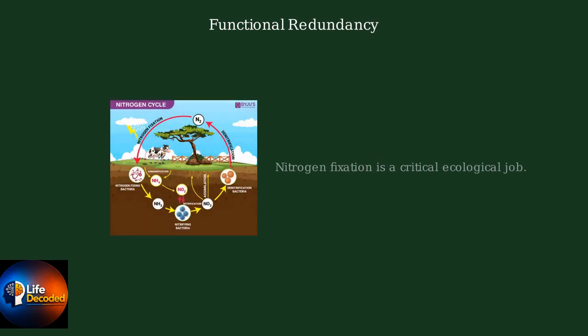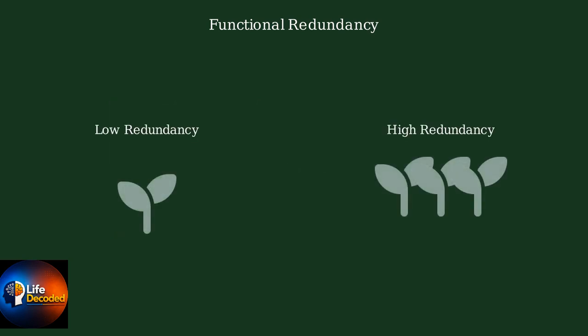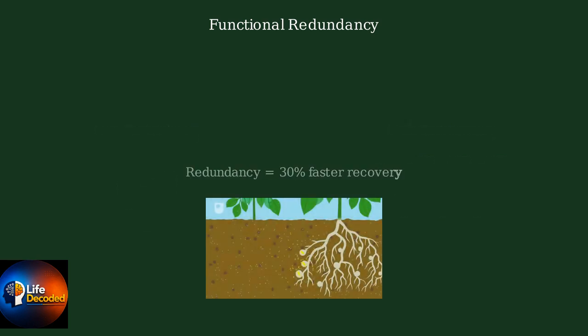In an ecosystem, various species perform essential jobs like nitrogen fixation. Image 1 shows how nitrogen cycles through soil and organisms. Functional redundancy occurs when multiple species fulfill the same ecological role. High redundancy acts as a safety net. Studies show ecosystems with high functional redundancy recover 30% faster after disasters. Healthy root systems and soil biology are key to this process.